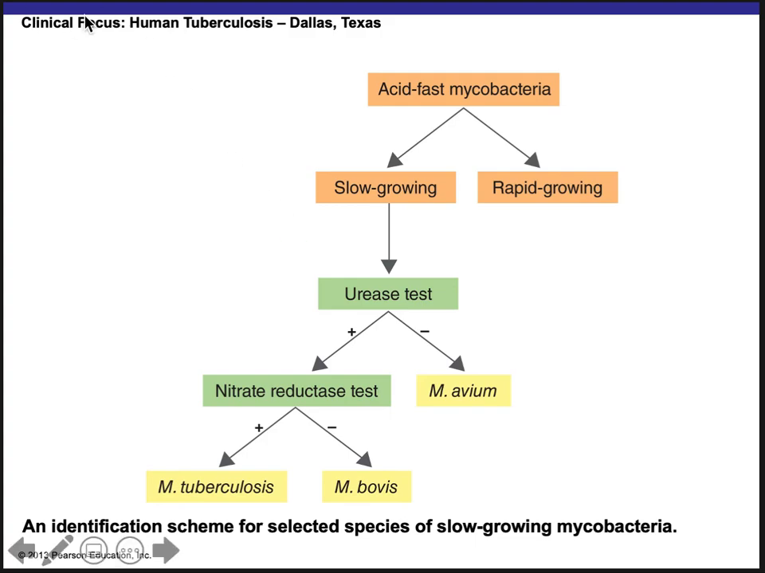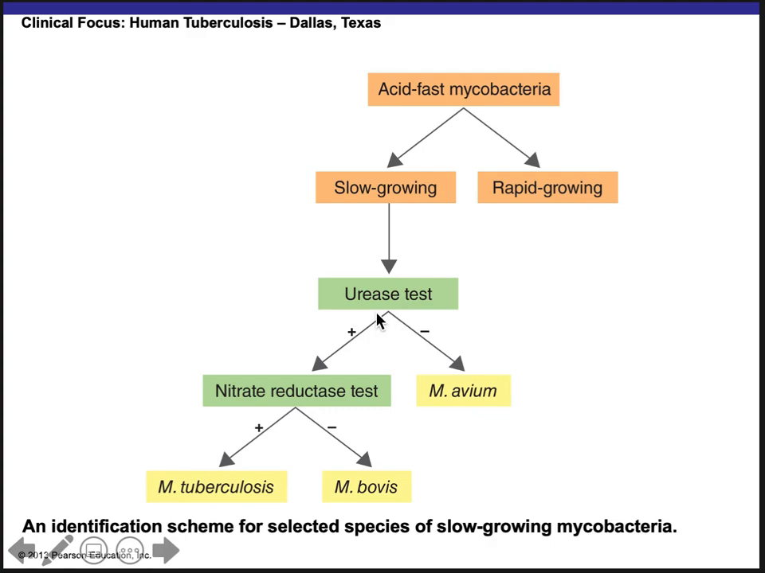So this is showing if you did a gram stain and it was variable, and then you did an acid fast stain and it was positive, you know you have an acid fast mycobacteria, right? It has mycolic acid. And you want to know, is it rapid growing or slow growing? If it's slow growing, you're going to perform the urease test. And if it's positive for being able to use urea, then you will see if it can also use a nitrate. And if it can, then you know that you have the tuberculosis species. If it cannot, you have the bovis species.